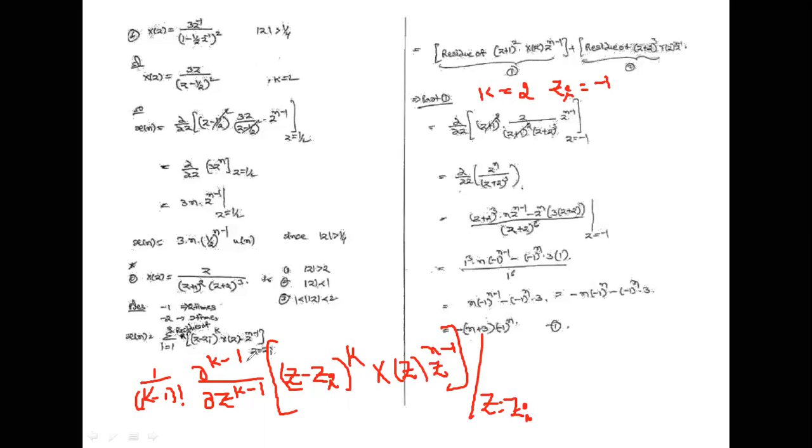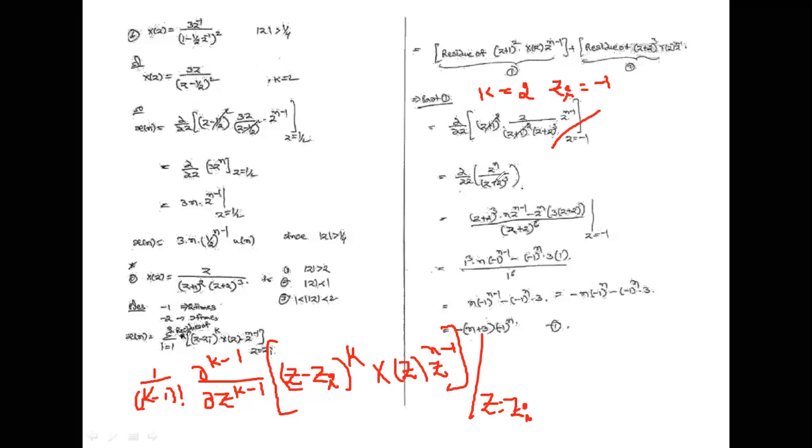Substituting k, we get 1 by (2 minus 1) factorial, and del power 2 minus 1 by del z means del by del z, of z minus zi, that is z plus 1 whole square, times z by z plus 1 whole square and z plus 2 whole cube, z power n minus 1, at z is equal to minus 1. Because it is a first derivative only, after cancelling z plus 1 whole square, we have z power n over z plus 2 whole cube.